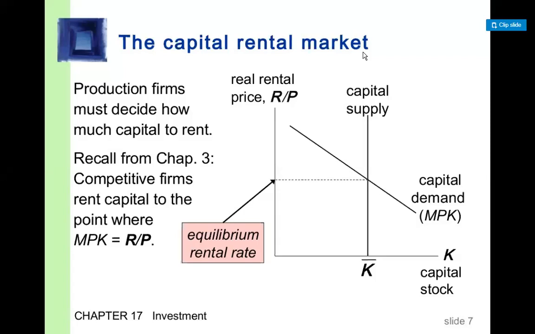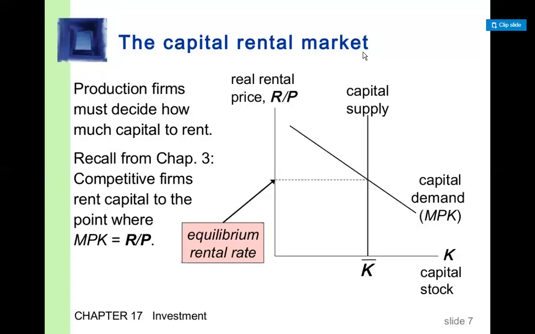Here, competitive firms' decision is to get capital on rent at a point where marginal product of capital equals real rent. R means rent.